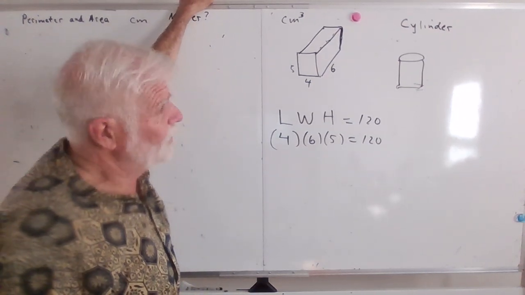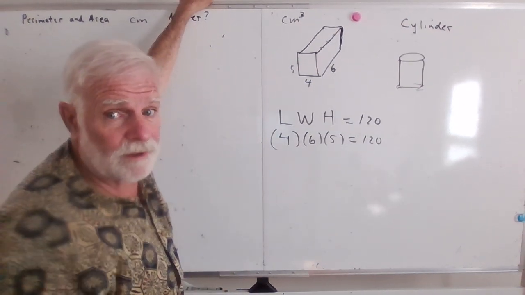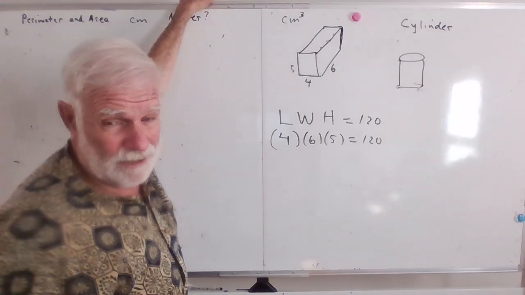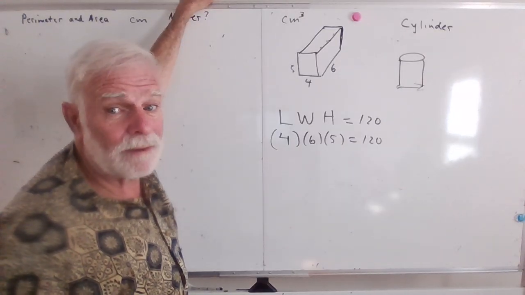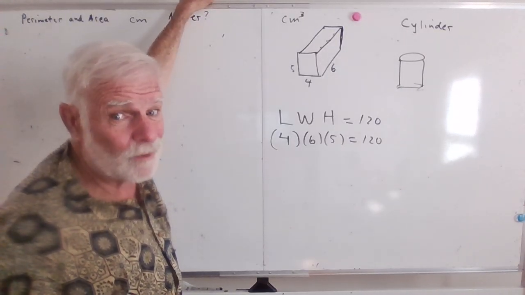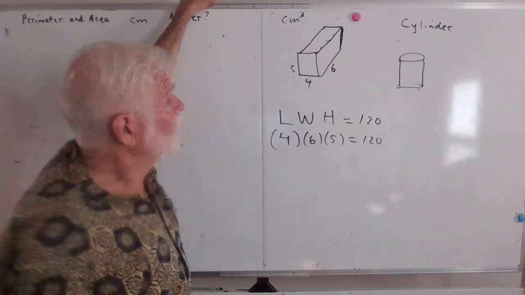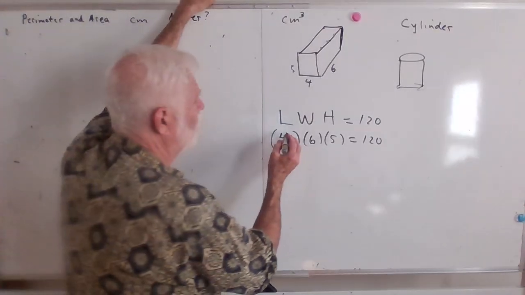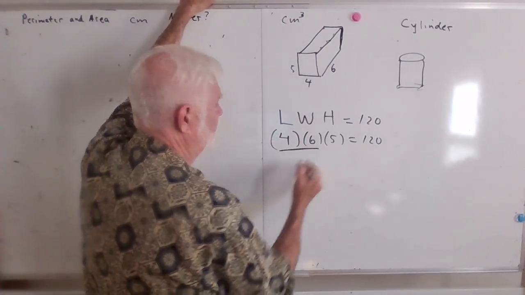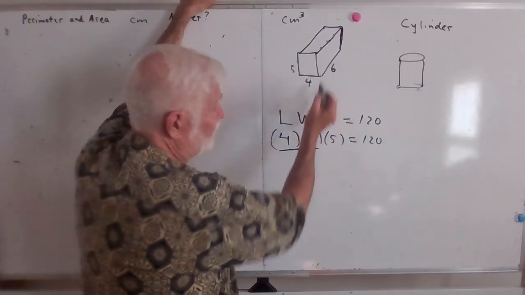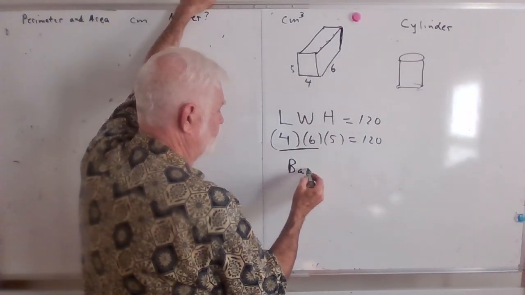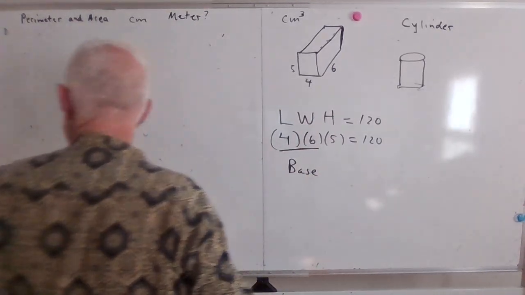Yep, I'd ask you to do the same thing with the cube as I did with the square, but it gets a little more complicated. But there's a connection there too. All right, so what can we call 4 times 6? Let's give it another name. How about the base? Okay, how about the base?